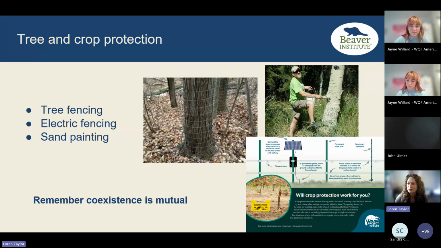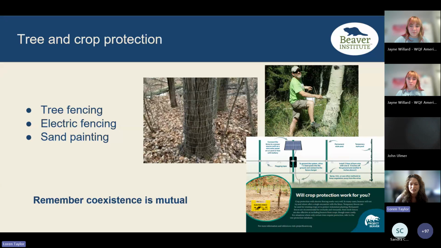Trees and crop damage can be effectively resolved by protecting the trees and the crops with some type of physical barrier. And I have 3 highlighted here on the screen. You can find more detailed information on how to utilize these techniques on the Beaver Institute website, so please check that out. But there's several methods out there.